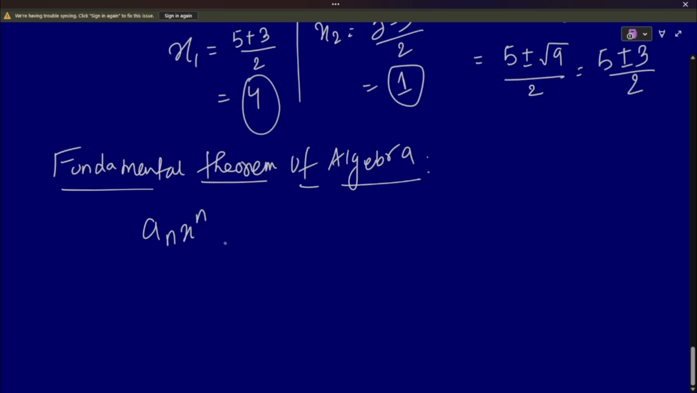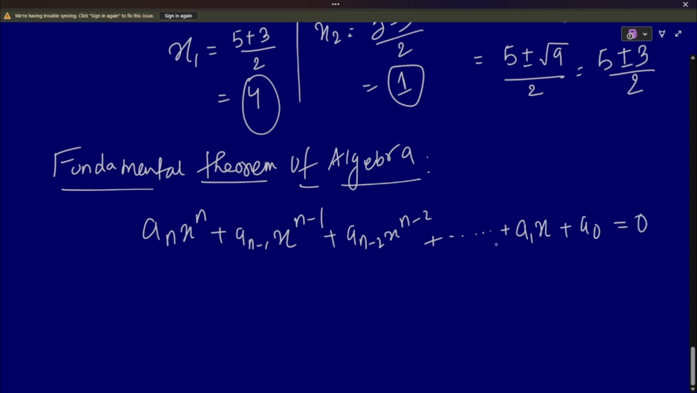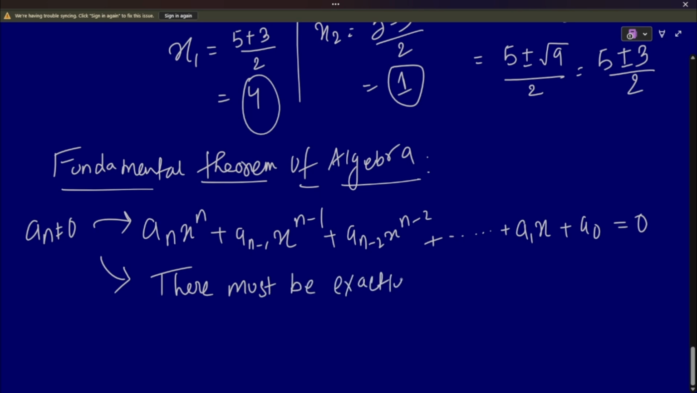an x to the power n, where an, an minus 1 and so on are coefficients, real numbers, plus an minus 2 x to the power n minus 2, and it goes on and on, and you have a1 x plus a naught equals 0. Okay. And obviously an is not equal to 0, which is why it's an nth degree equation. If this equation is there, there must be exactly n solutions.